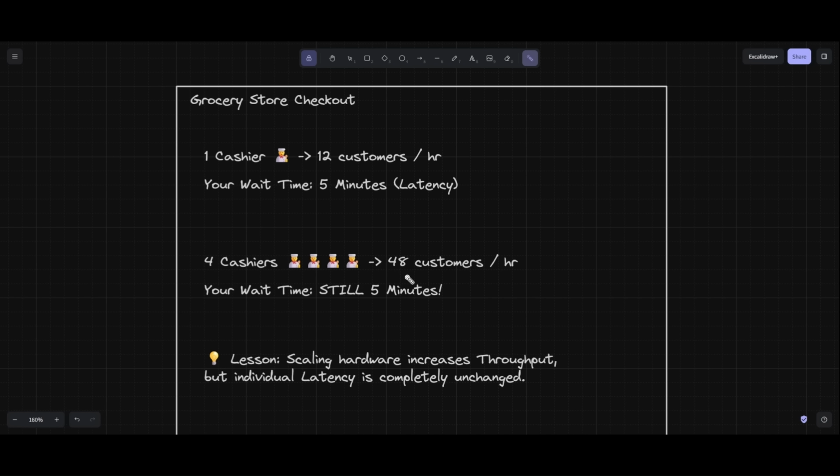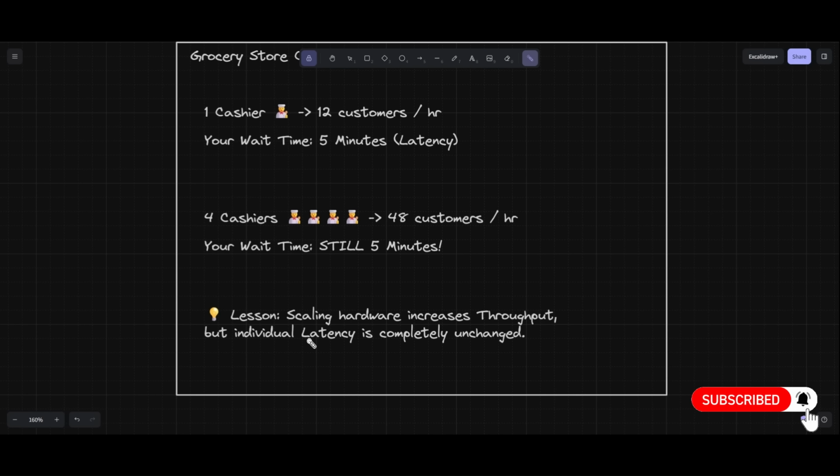So what happened to our metrics? Our throughput just went up by 4x, right? We're now processing 48 customers an hour instead of 12. Massive win for throughput. But, and this is the really important thing to internalize, did your latency improve? No, it didn't. You still have to put your items on the belts, the cashier still has to scan them at the exact same human speed, and you still have to swipe your credit card. Your personal experience, the latency of a single request, is completely unchanged. It's still 5 minutes.